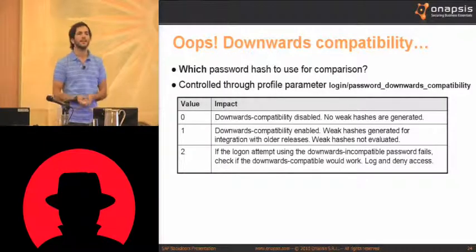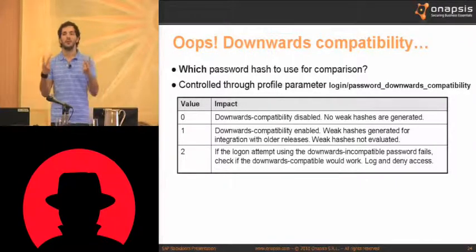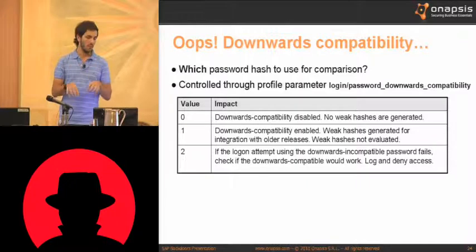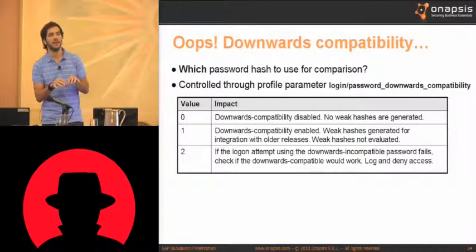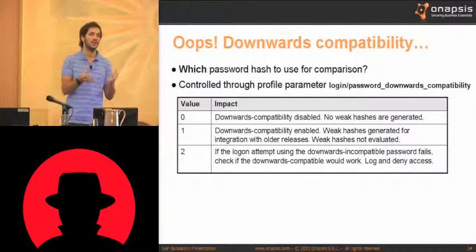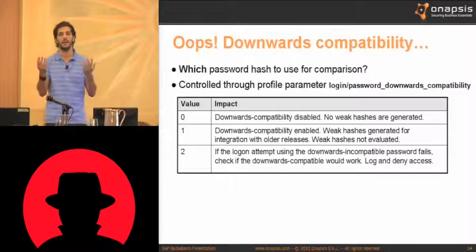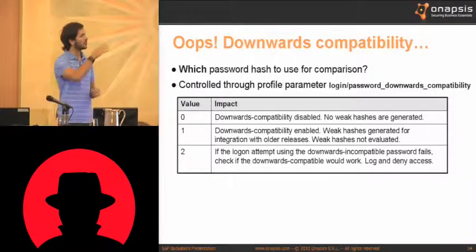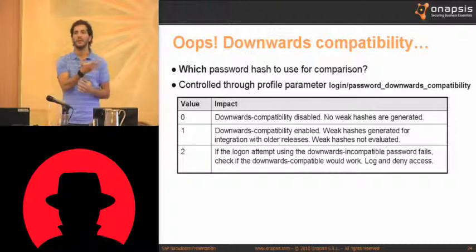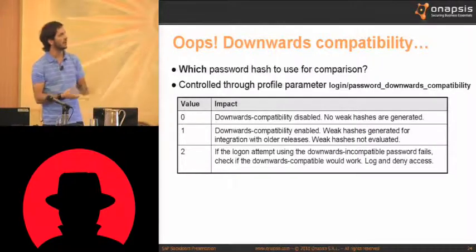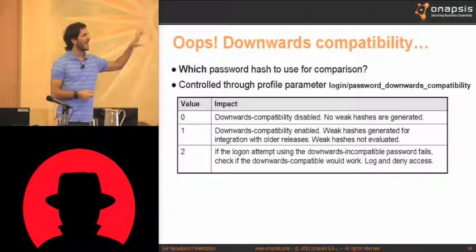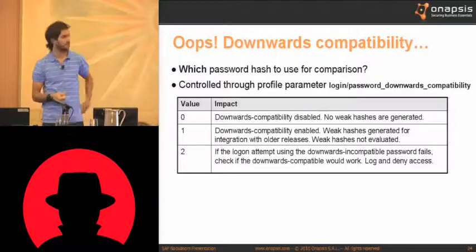So I told you that each user is going to contain 2 password hashes. So when you type in your password in the login screen, which password hash does the system use for comparison? This is controlled through a profile parameter, a configuration of the SAP instance, called login password downwards compatibility. This parameter can have one of these 3 values.